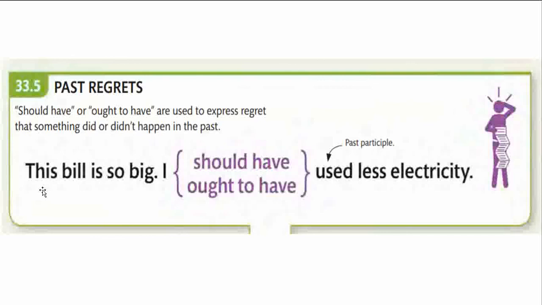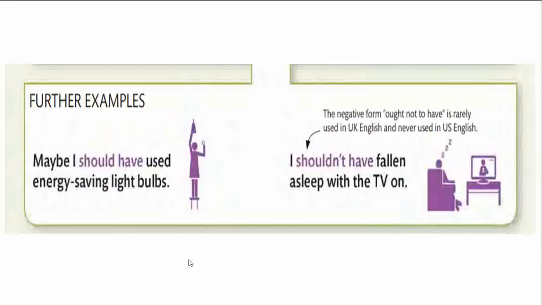Let us see the example that is before us. This bill is so big. I should have used less electricity. Another way to express this: this bill is so big. I ought to have used less electricity. Over here, used is the past participle. Now let us see certain constructions based on the same structure. Maybe I should have used energy saving light bulbs.